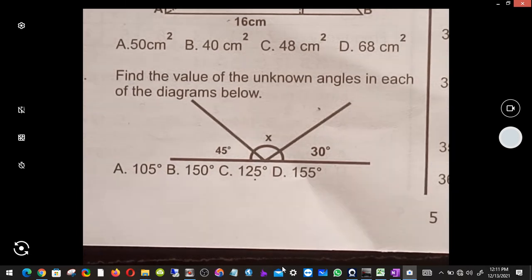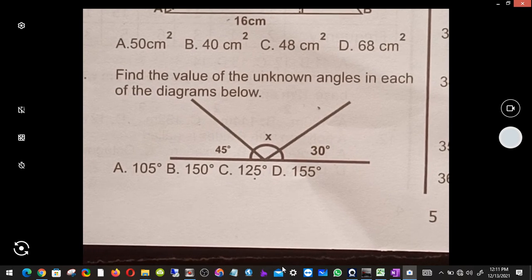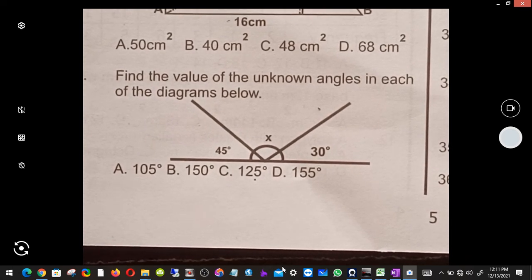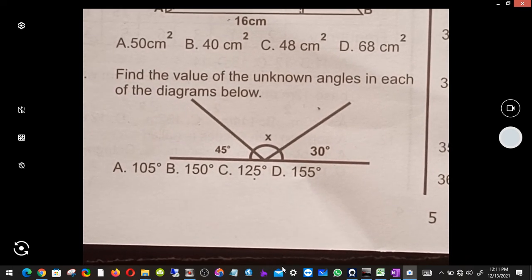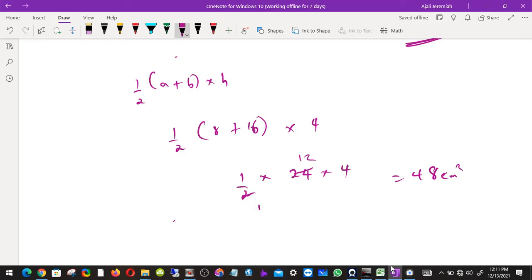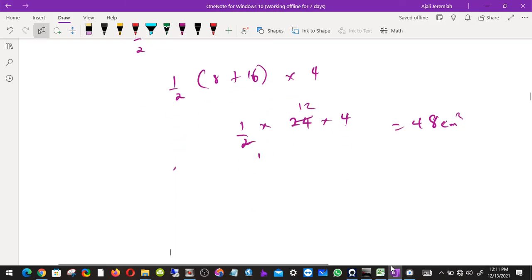Okay, now what can you say about this diagram, please? Angles on a straight line. So 45 degrees plus S degrees plus 30 degrees is what? 180 degrees. Okay. What number was that? Number 21.